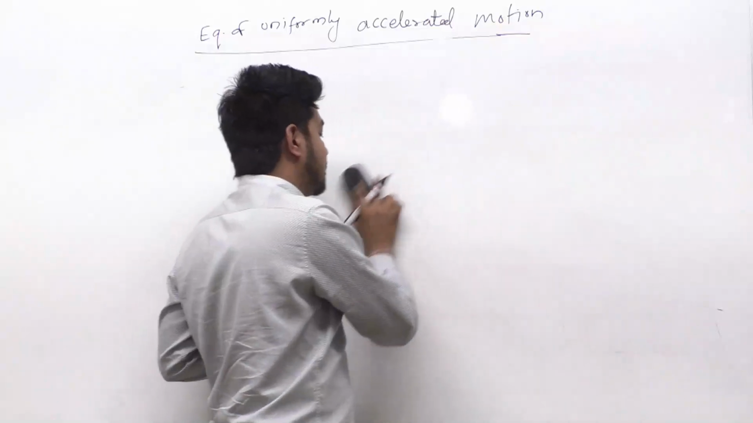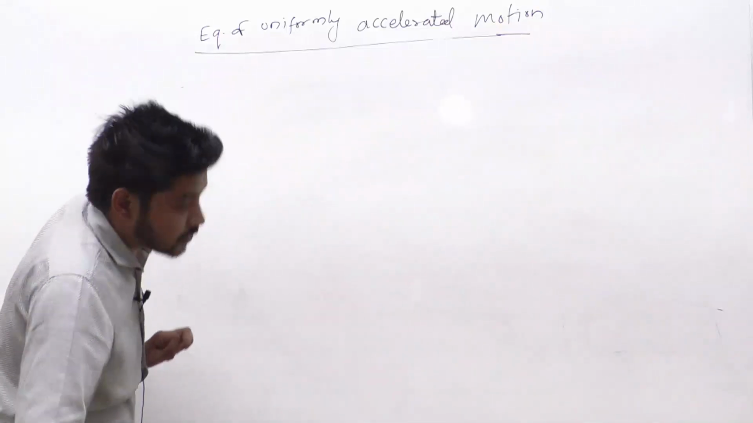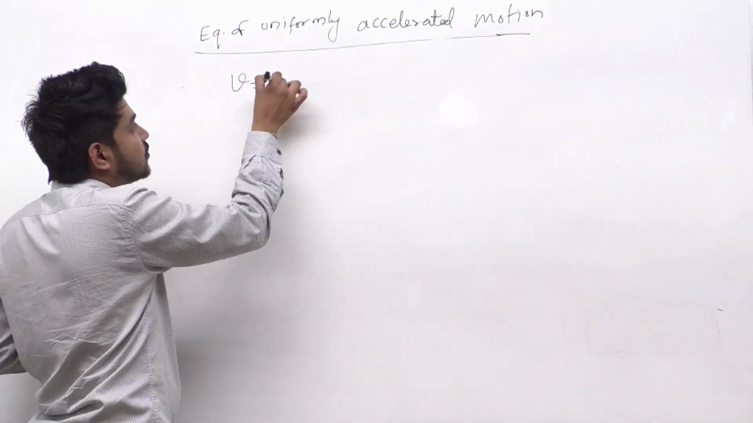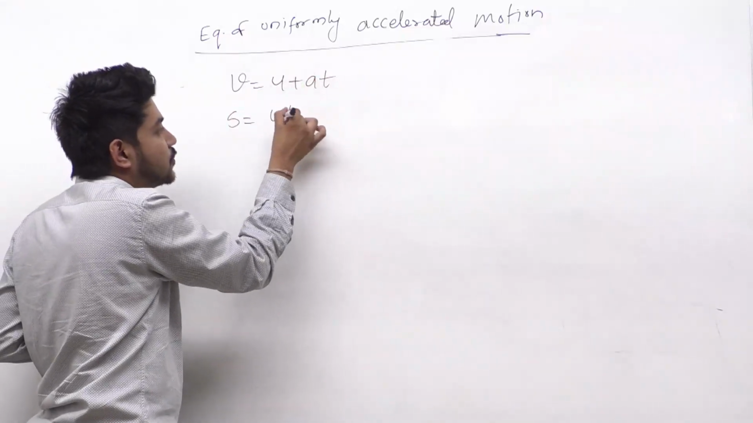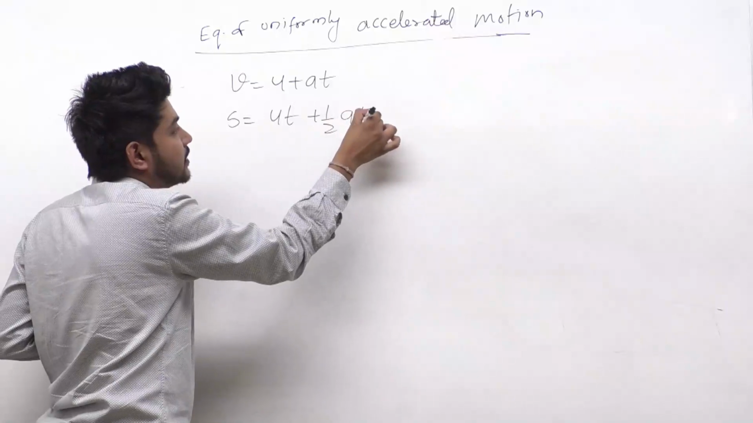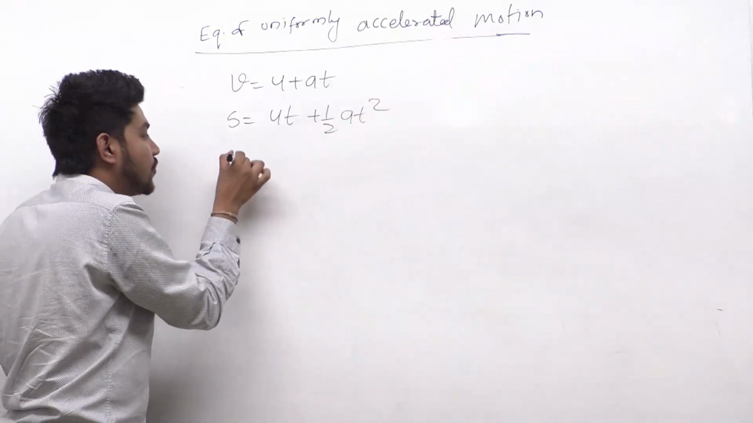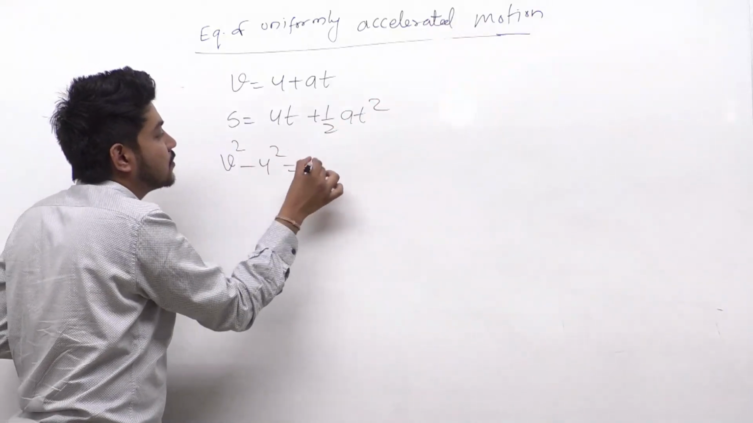So I'm rewriting the three equations of motion. The first equation was v is equal to u plus at. The second equation is s is equal to ut plus half of at square. And the third equation is v square minus u square is equal to 2as.